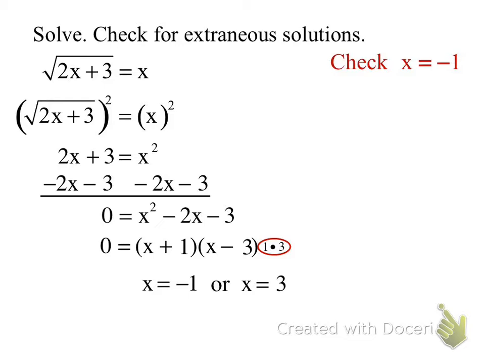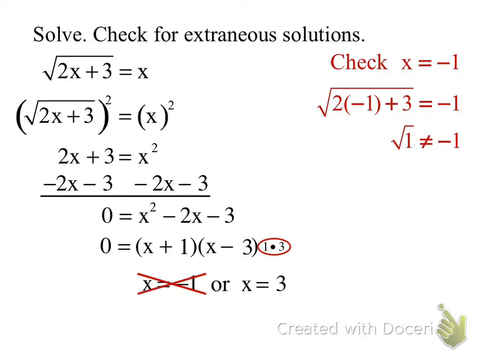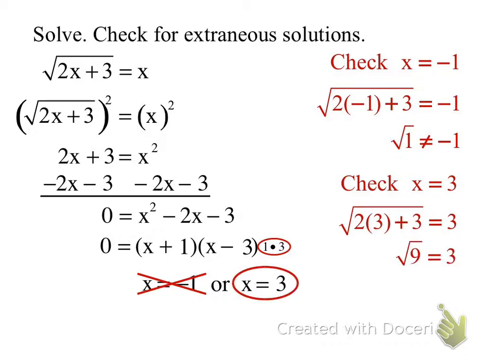Let's start with negative 1. Does it work? So negative 2 plus 3 is what, Scott? Oh, no, sorry. That's the square root of 1. Is that equal to negative 1? No. So that's what we call extraneous. And does the 3 work? Scott? It's 6 plus 3 is 9, and then the square root of 9 is 3. So it works with 3, but not with negative 1. So 3 is my solution.